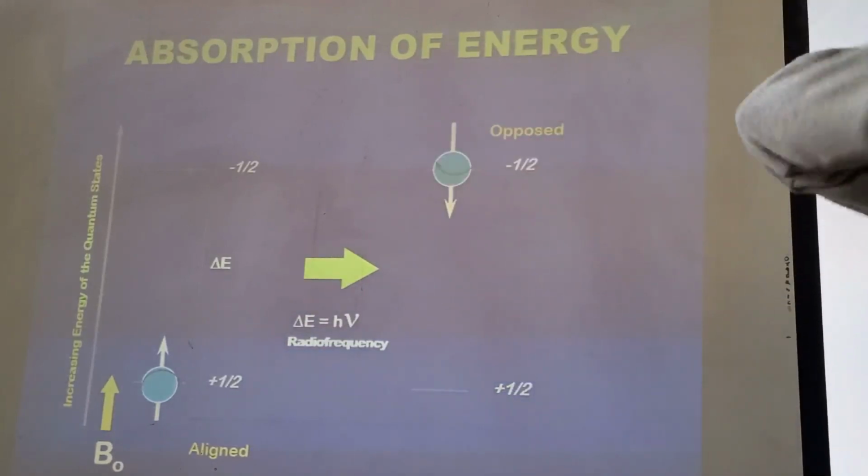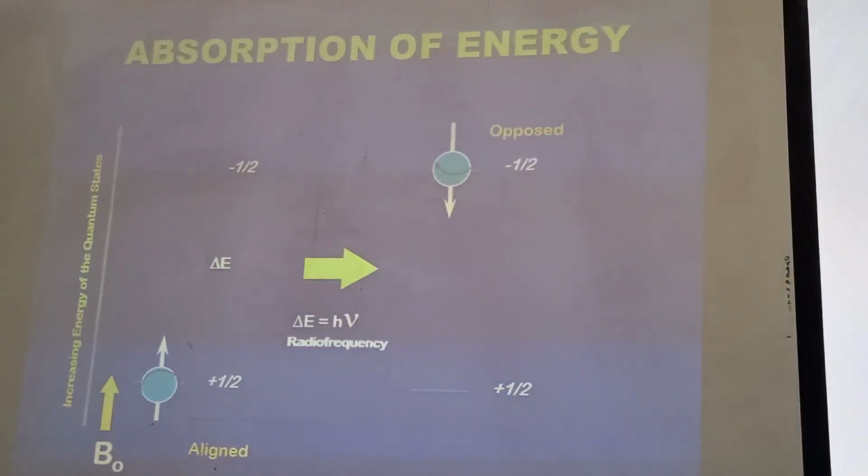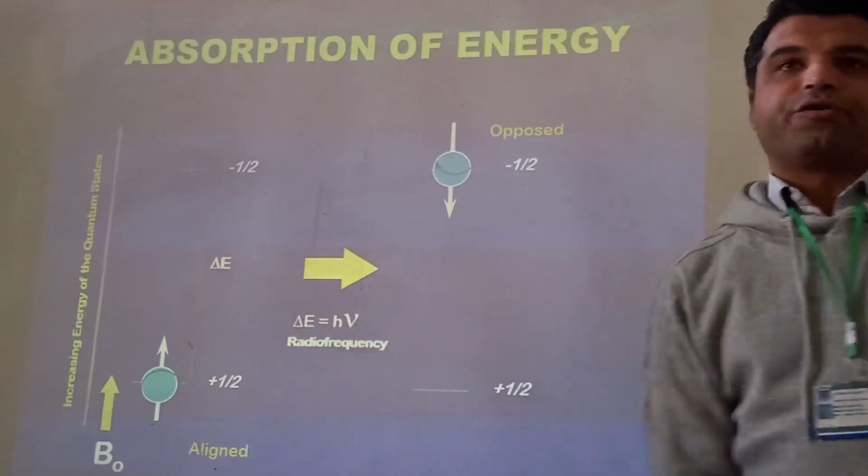Jumping means flipping happens. So they flip from plus half state into the minus half state. That is absorption of energy. And what do we call this? We call it resonance. So nuclear magnetic resonance: the study of nuclei under the influence of a magnetic field, recording the resonance that occurs by absorption of radio frequency.